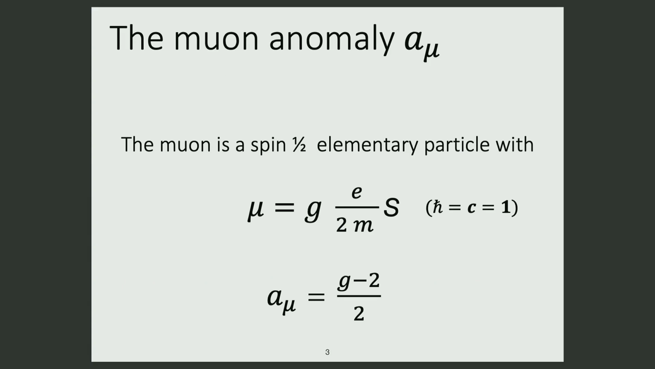So just to get definitions straight, I think you all know that a spin 1/2 particle has a magnetic moment, and it's proportional to a G factor. And the thing that experimentalists measure and the thing that we calculate is this so-called anomaly, A mu, which is just that G factor minus 2 divided by 2.